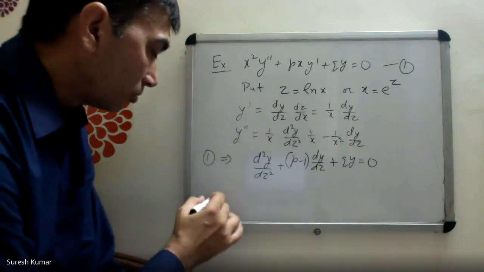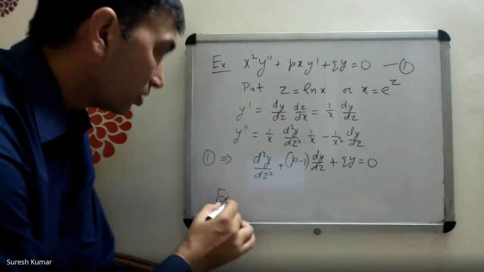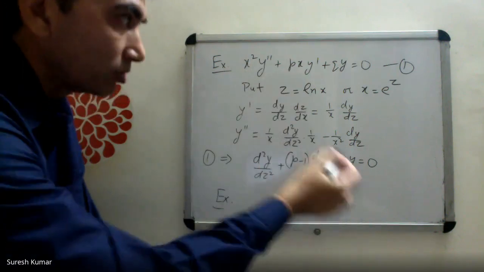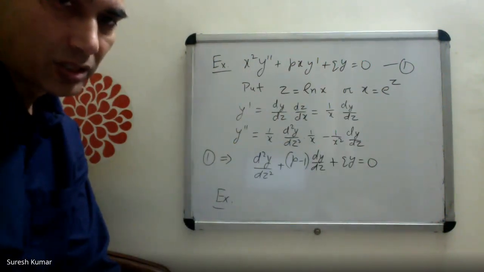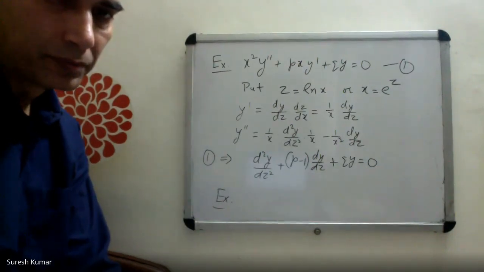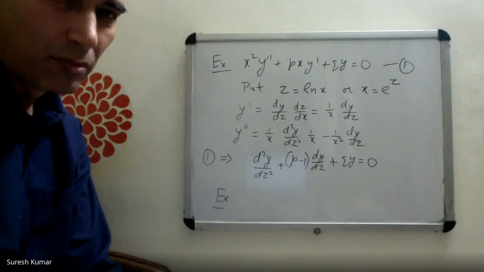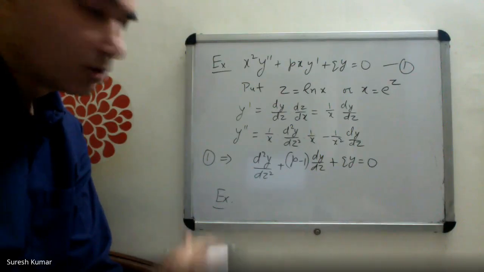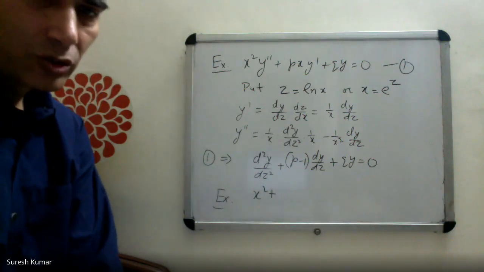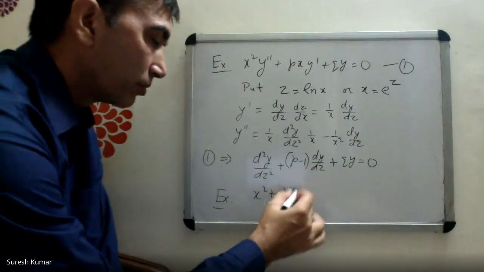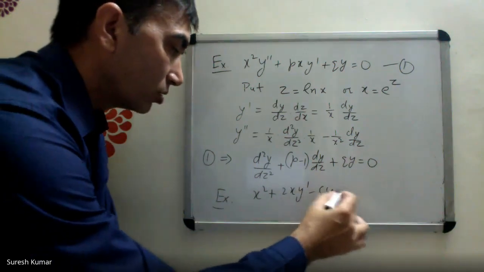Let's do a problem on the basis of this. In this, you have used this transformation. Let's see a particular example. Solve the differential equation x square y double prime plus 2xy prime minus 6y equal to 0.